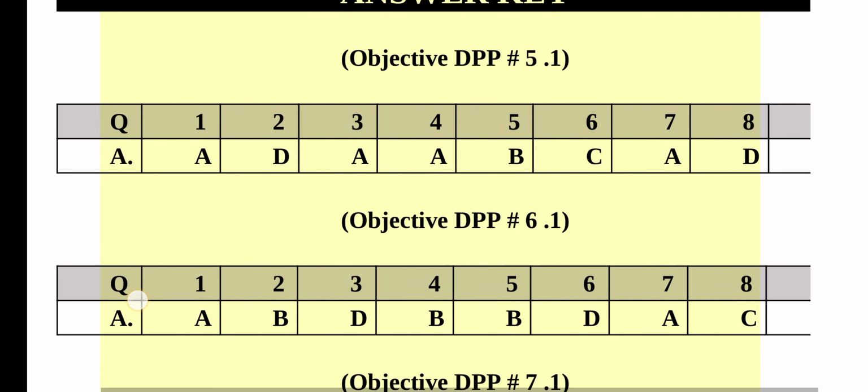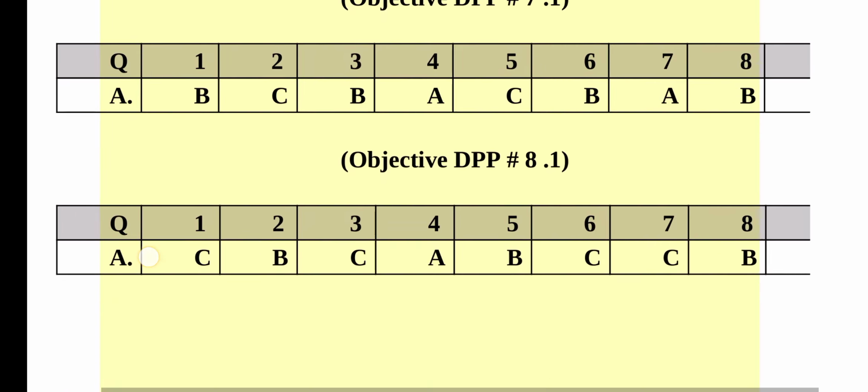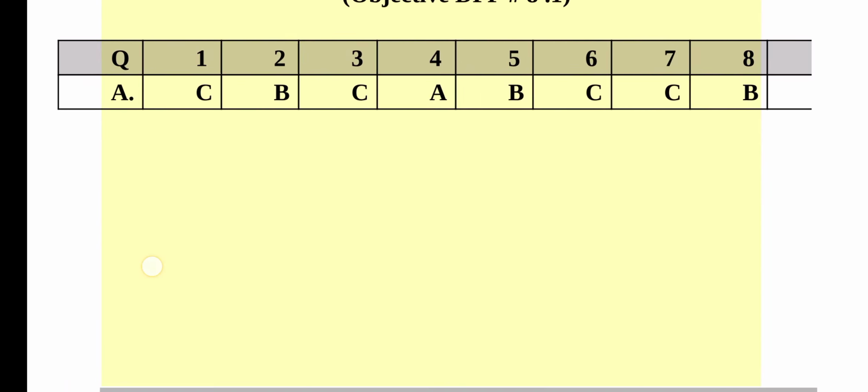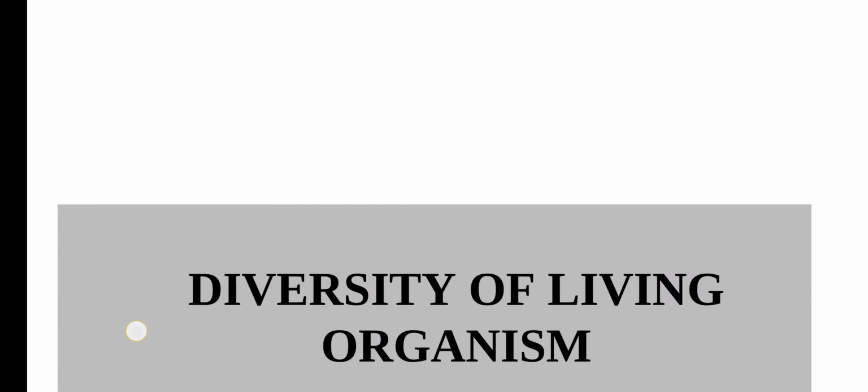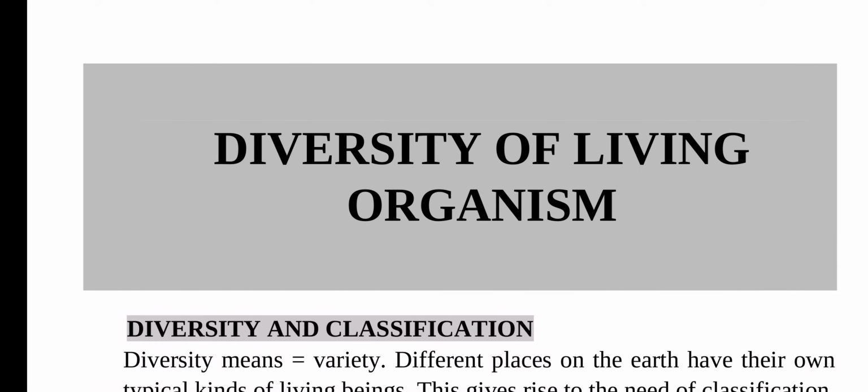Answer key. Objective DPP number 5.1: Q1 to Q8, A A D A A B C A D. Objective DPP number 6.1: Q1 to Q8, A A B D B B D A C. Objective DPP number 7.1: Q1 to Q8.